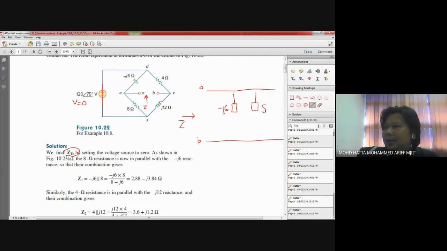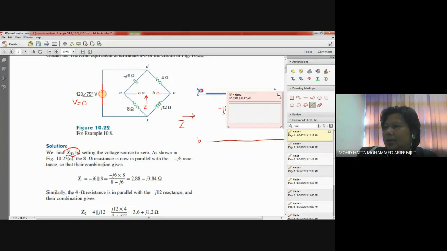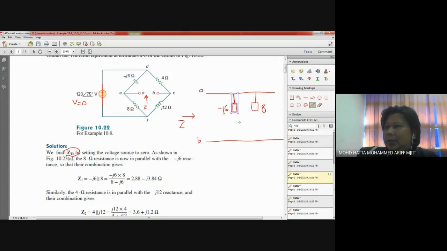8 ohm, and both are connected to terminal A. So this is terminal A, so I have two branches. One is J6, another one is, what do you call it, 8 ohm resistor. And at the end of 8 ohm and also at the end of J6, it is short circuit, means that later on I have a short circuit connection towards here.